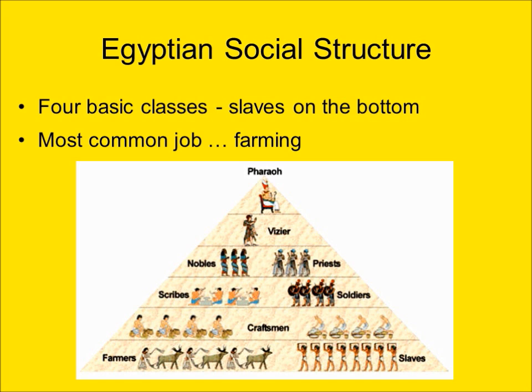In terms of the social structure, the upper class of Egyptian society was often called the white kilt class, based on the bleached linen garments that they wore. However, most Egyptians, 80 to 90%, depending on the time period, were peasant farmers. And the Egyptian economy really revolved around agriculture.